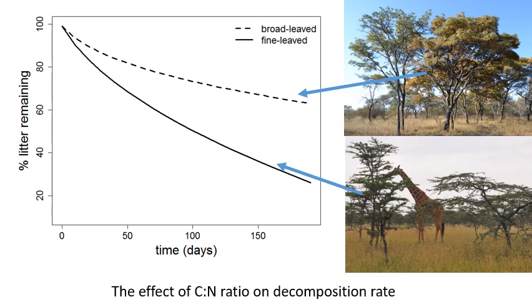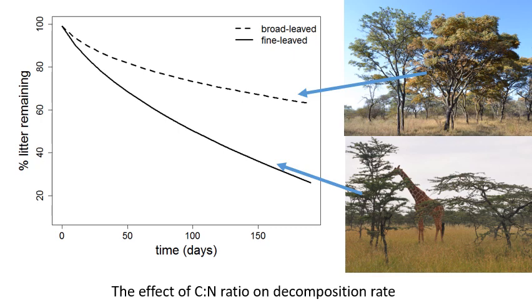And you can see in the graph, on the x-axis you've got time, and on the y-axis you've got the amount of plant litter remaining in the ecosystem. The broadleaf trees are the dotted line, and for the broadleaf trees, the litter stayed in the ecosystem for a long time. It took a very long time for the litter to decompose. After 180 days, so after 6 months, there was still more than 60% of the litter waiting around in the ecosystem. It hadn't been decomposed.